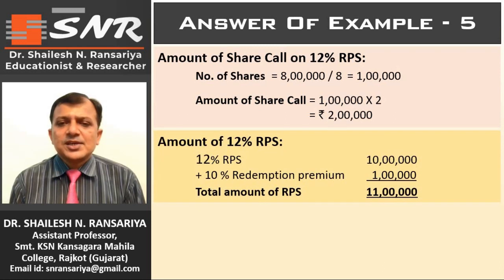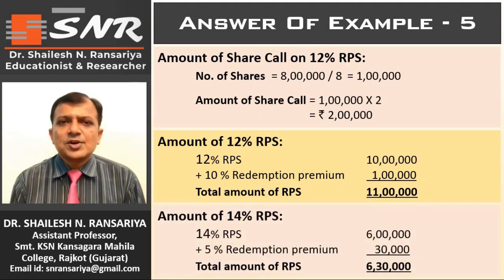Amount of RPS, first for 12%. So 12% RPS 10 lakhs plus 10% redemption premium rupees 1 lakh. So total amount of RPS is rupees 11 lakhs. Now amount of RPS for 14% preference shares. So 14% RPS amount 6 lakhs. It is redeemed with 5% premium. So plus redemption premium 5%, 30,000. Total amount of RPS rupees 6 lakh 30,000.